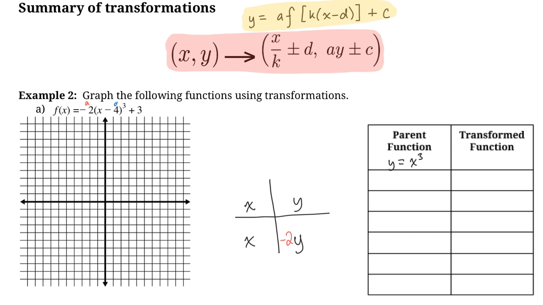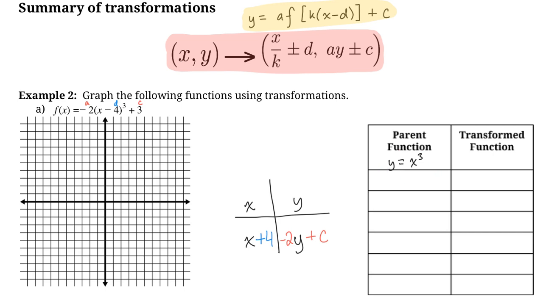So we have a d value here. So our d value is actually 4. So all of our x coordinates, we're going to add 4 to them. And then at the end here, after the cubed, we have plus 3. So this is our c value. So our c value is 3. And we need to add 3 to our y coordinates. So these are the transformations of what's going to happen to our original x and y coordinates of our parent function.